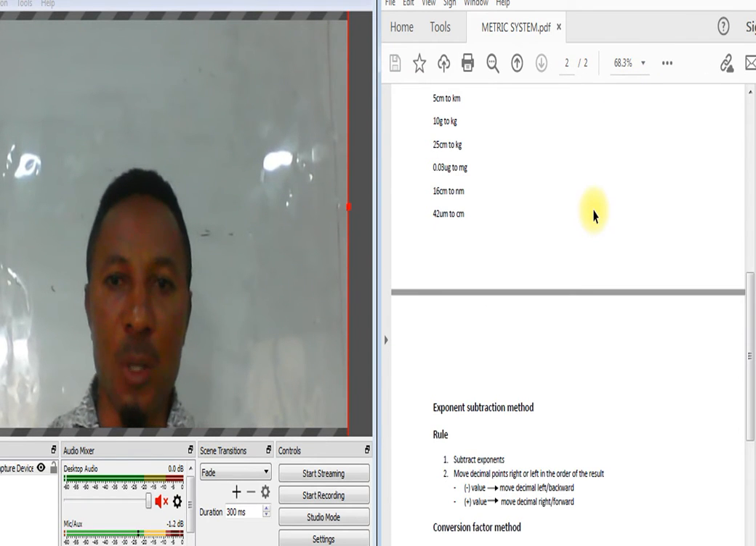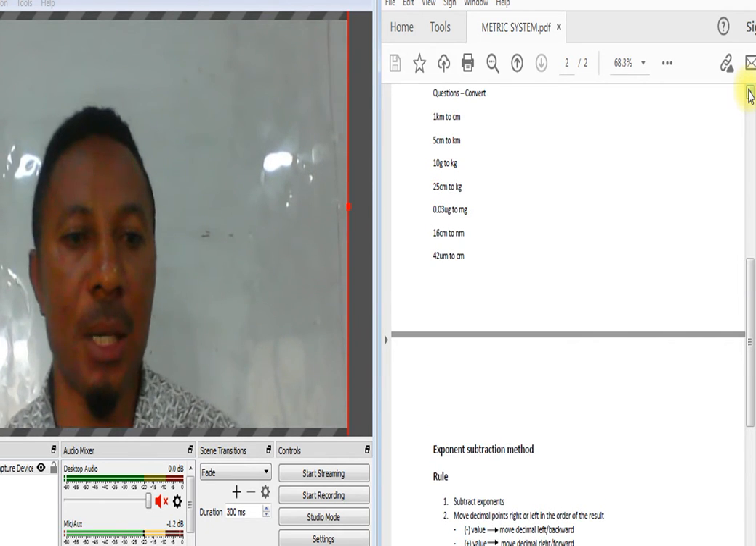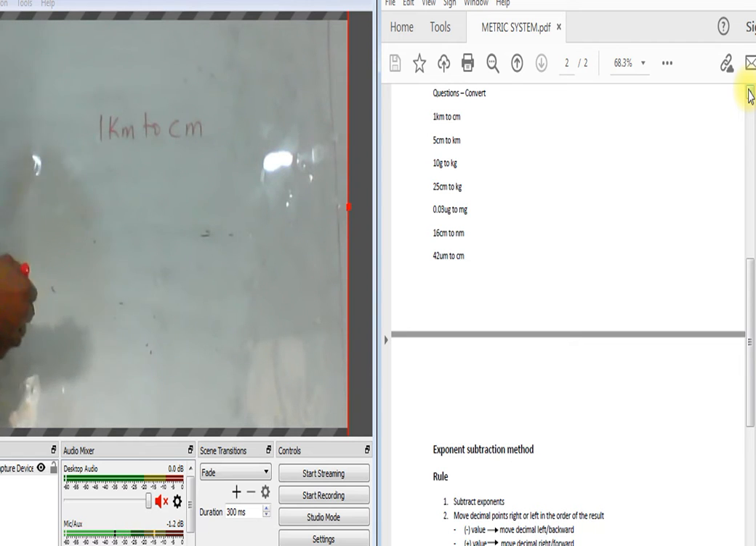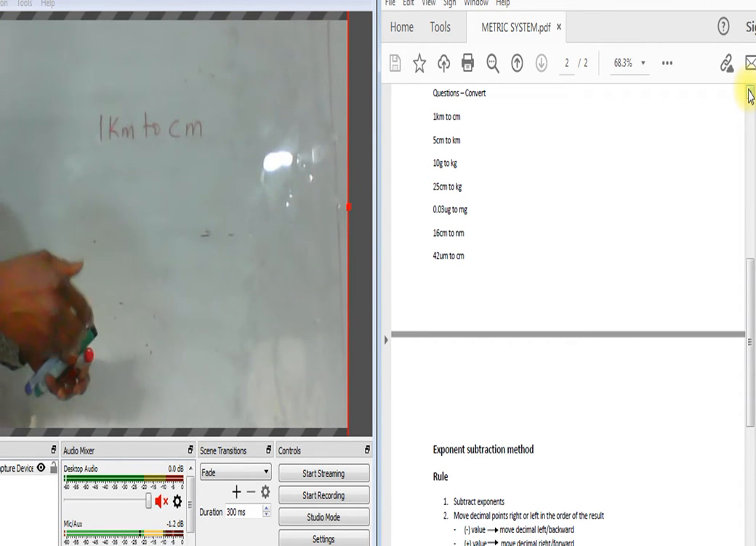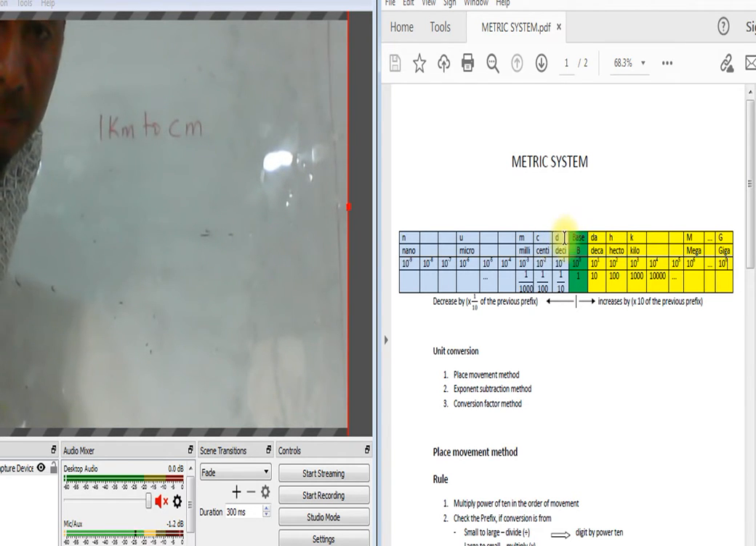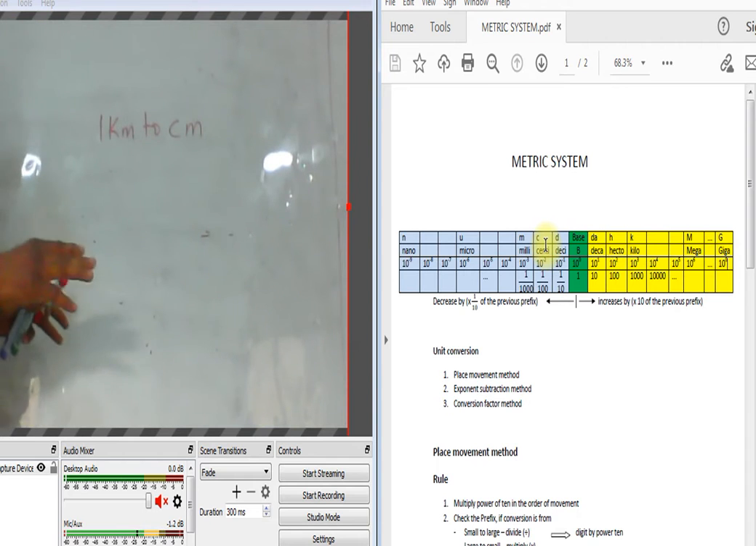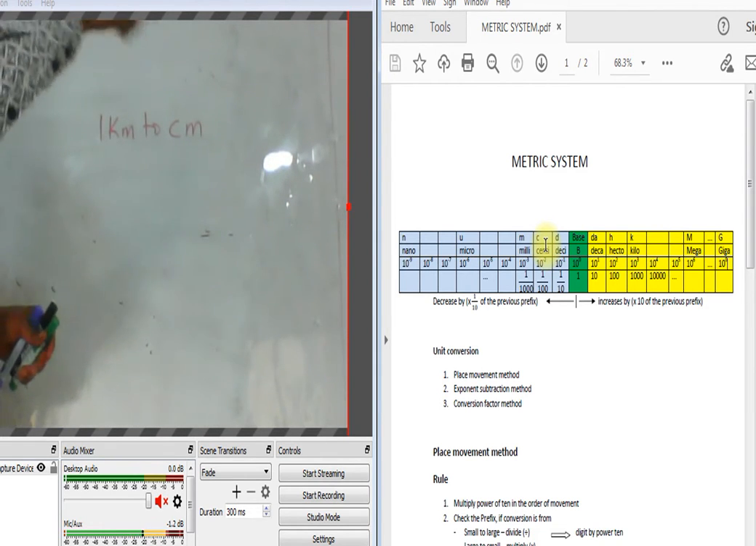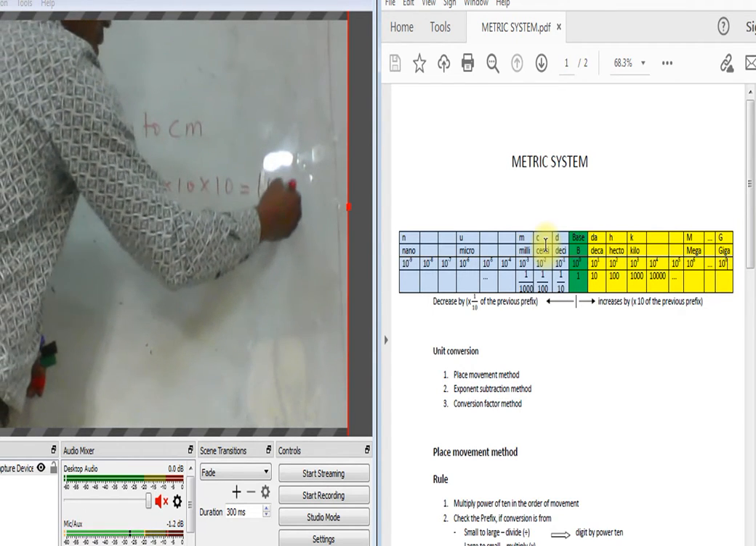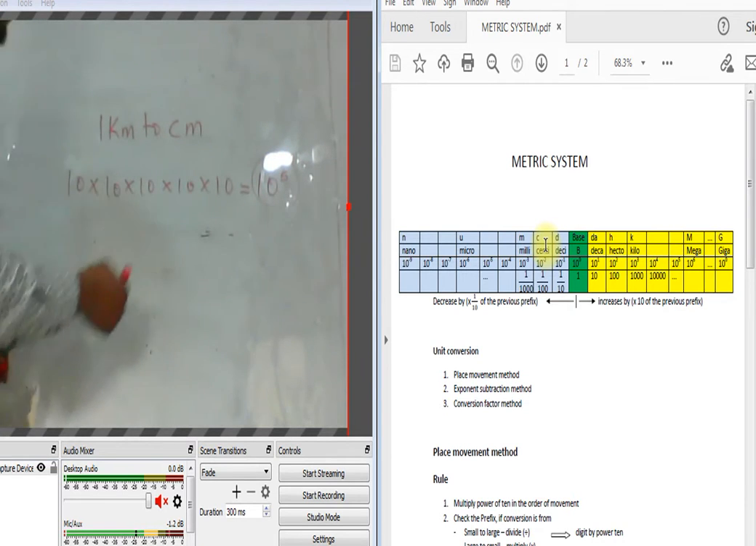Now the first question says convert 1 kilometer to centimeter. It means you have to move from kilometer to centimeter in the metric system. If you look at what you have here, from kilo to centi, you have 1 step, 2 steps, 3 steps, 4 steps, and 5 steps. So we're moving in 5 places. Now since you're moving in 5 places, you multiply 10 in the order of the way you're moving. For instance, 10 times 10 times 10 times 10 times 10, which is 5 places. It's the same thing as 10 to the power of 5, so we'll be using this rather. You multiply it in the order of your movement.